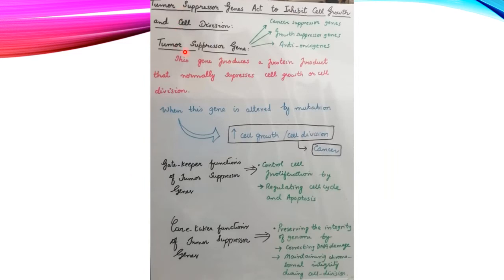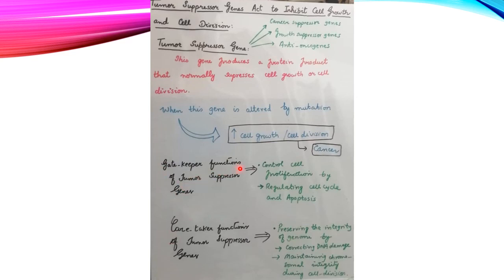Now we are going to see in detail tumor suppressor genes. Tumor suppressor genes are those genes which suppress the growth of tumors. Basically, they produce a special protein that may inhibit cell growth or cell division. Tumor suppressor genes are also called cancer suppressor genes, growth suppressor genes, and anti-oncogenes. There are two main functions associated with tumor suppressor genes. One is gatekeeper functions, another is caretaker functions.